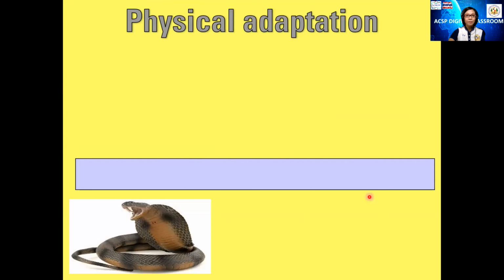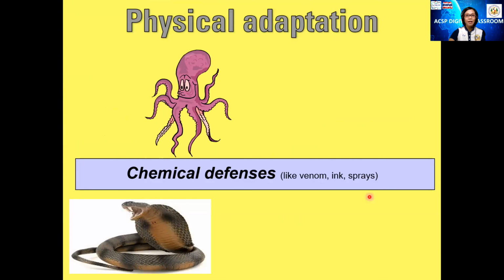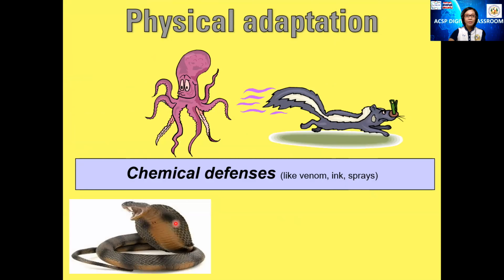Chemical defense is also a physical adaptation. Like the snake or cobra, which has venom. Venom is deadly. They spit the venom so that they can protect themselves from enemies or danger. Also the octopus has ink. They release their ink so that they can escape from predators. And the skunk has spray so that it can protect itself from predators also.